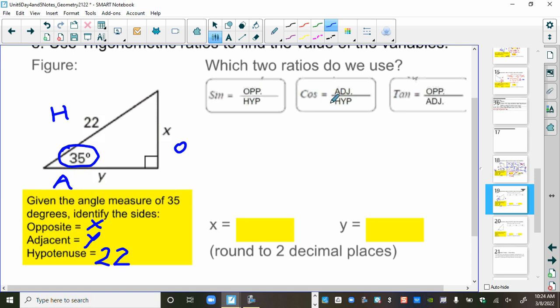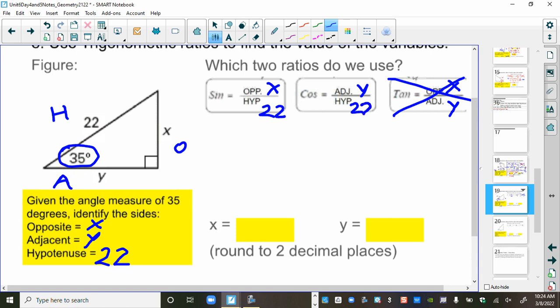So we have a hypotenuse. Which one can't we use? You can't use that because you have an X over Y. That's not going to help us here. That's out of the game. So we have to use these two. Now I want you all to try them. So X, 22, and then Y.